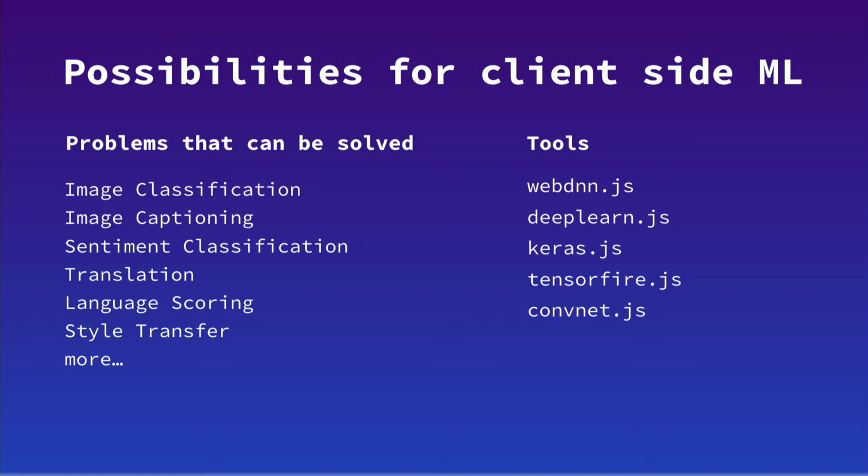Some of the tools that you can use are WebDNN, which is what I've talked about. There's also a couple of others, like Keras.js, and TensorFire.js. DeepLearn.js is a library released by Google, which allows you to do both training and inference in the browser. So there's many tools that you can explore, and they all have demos and examples to start with that help you get started.